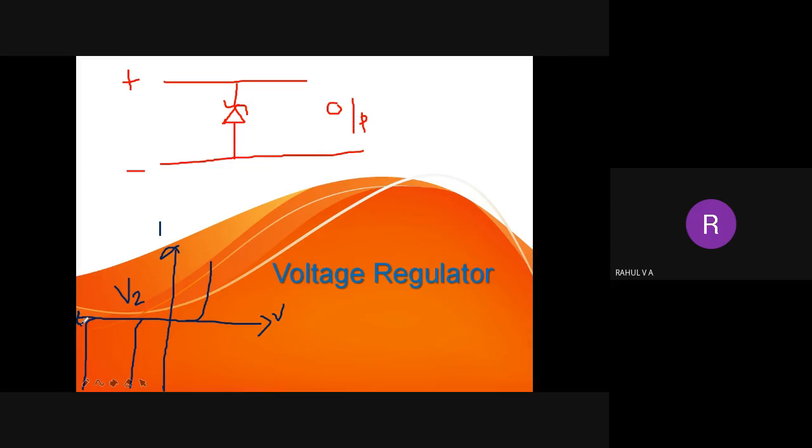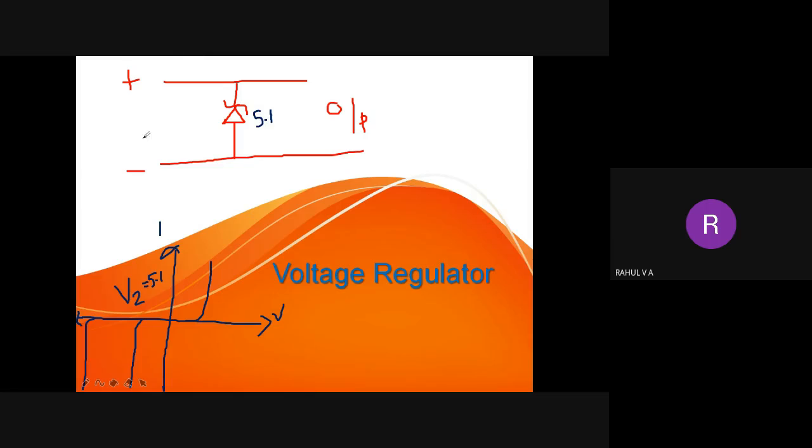Zener breakdown actually happens at lower voltage. Now assume that this voltage is 5.1 volt. That means Zener voltage is 5.1 volt. That is a standard value. Okay, 5.1 volt for this particular Zener that I have selected.